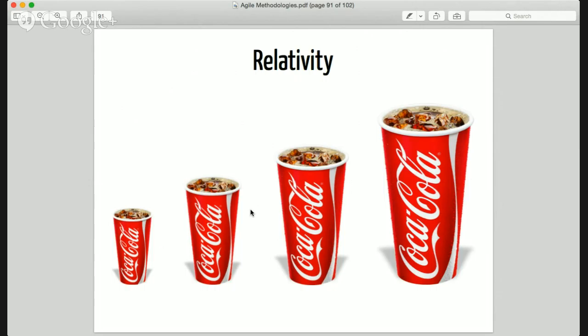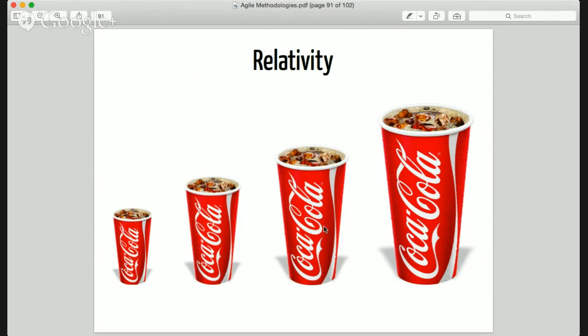Relative in the sense of something like this. In Singapore, we have small Coke cups that you can buy from Cheers or 7-Eleven. They look like the one on the left. If you go to the USA, what's their small size? Can you guess? Is it this one? This one? Or this one? I heard the second one. That's actually not their small size. This is their small size.